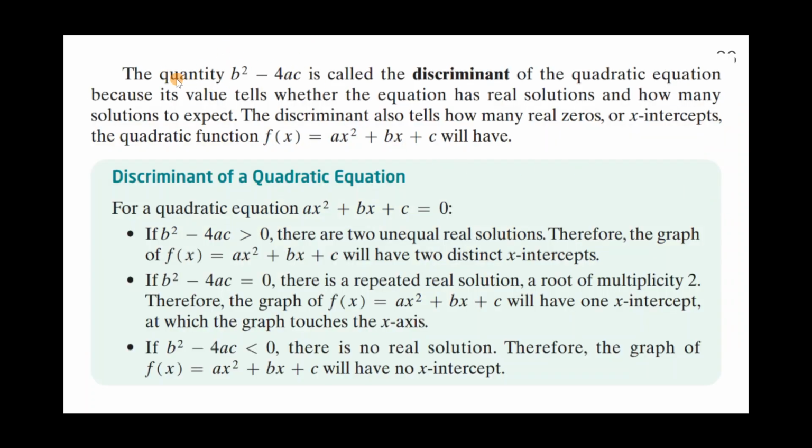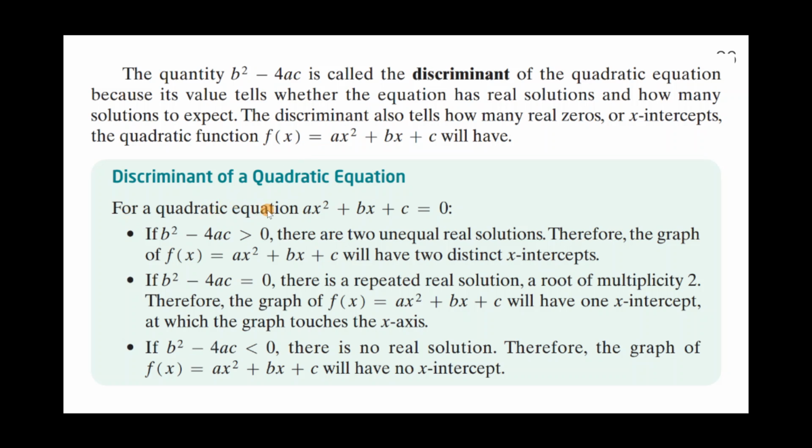So again, the quantity b squared minus 4ac, which is underneath that square root in the quadratic formula, is called the discriminant of the quadratic equation because its value tells you whether the equation has real zeros and how many solutions to expect. The discriminant also tells you how many zeros or x-intercepts the quadratic function f of x equals ax squared plus bx plus c will have.